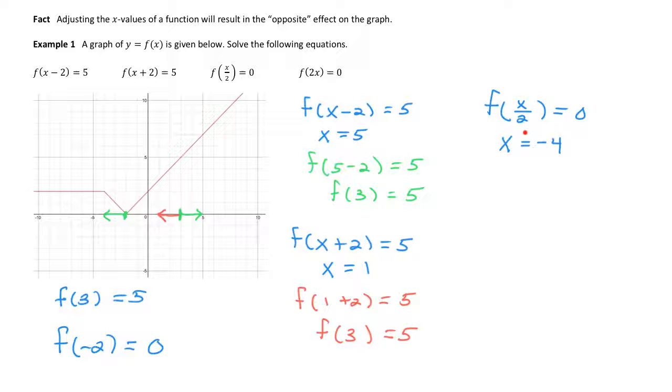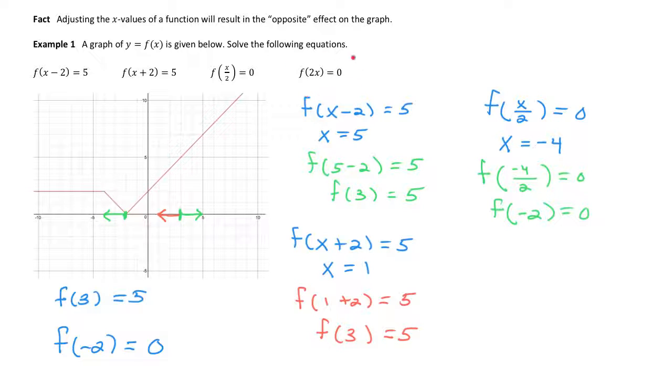I'll now plug that into this equation to see why it in fact works. All right, so when I do, that's f of negative 4 over 2, is that equal to 0? And the answer is yes, because negative 4 divided by 2 is negative 2, and we already know that f of negative 2 is 0.